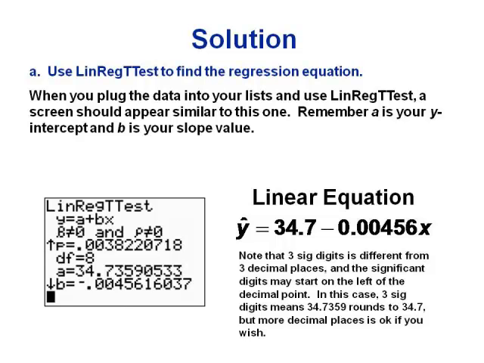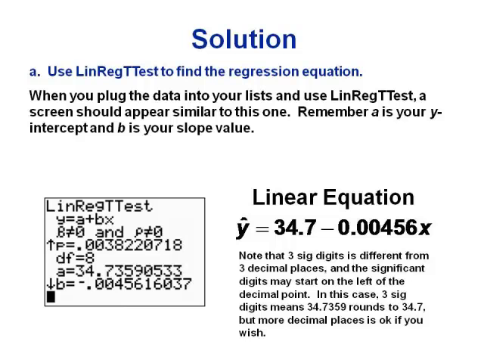And then on the slope, the B, I can't start counting till I get past the zeros. So negative 0.00, then I start counting when I get to the 4, 5, 6. So my equation would be y hat equals 34.7, and then that was a negative slope, so minus 0.00456 times x. So that's my equation.